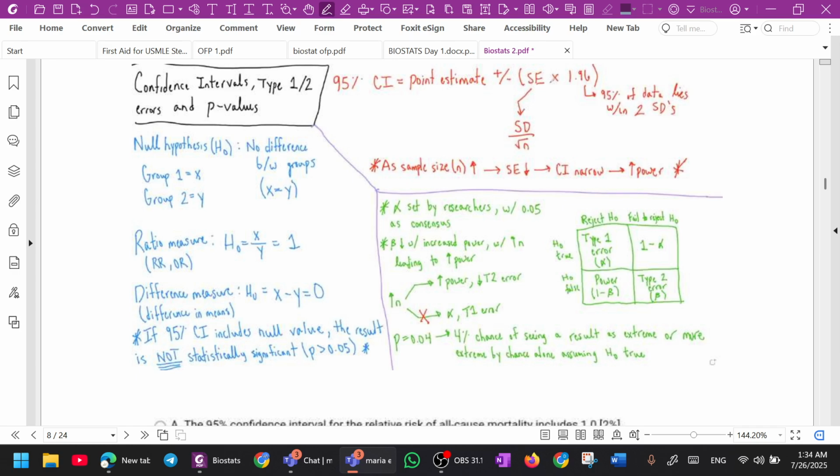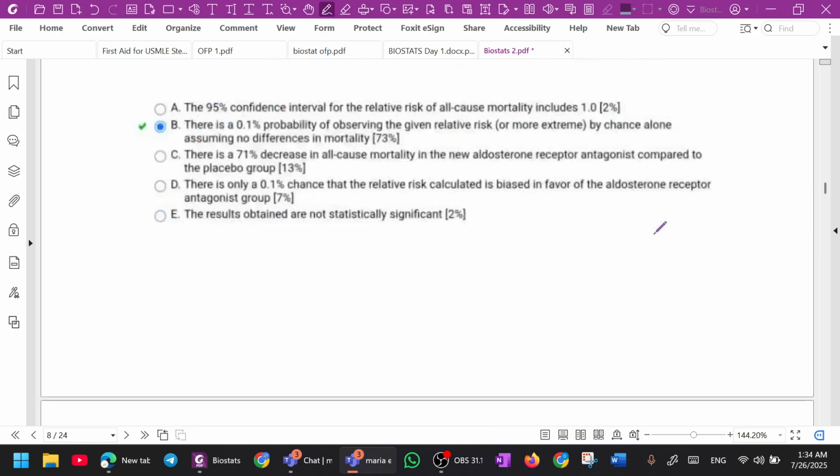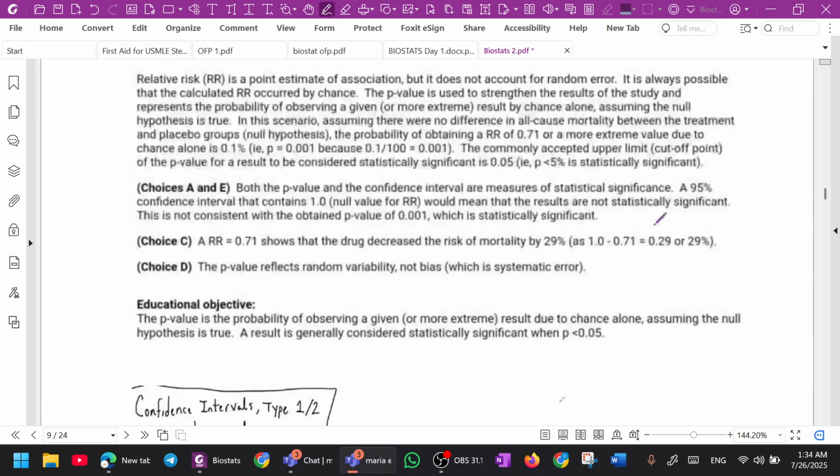That was the whole point of this. You got it? Yes. Okay, it's clear. Perfect. Thank you. Now you can read the explanation.